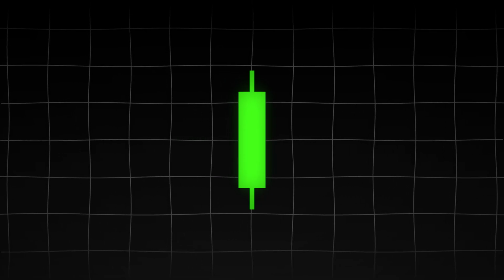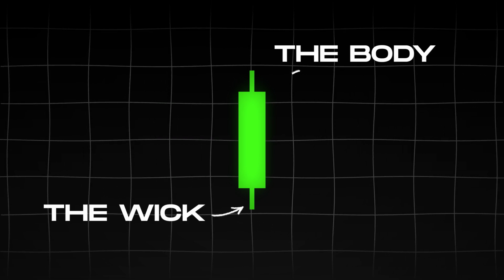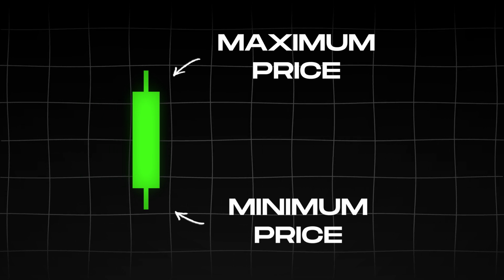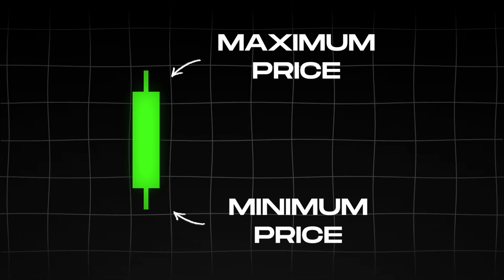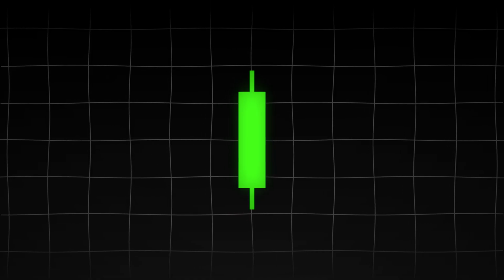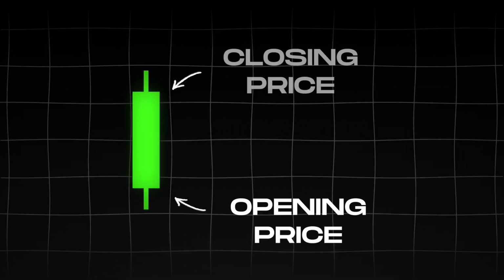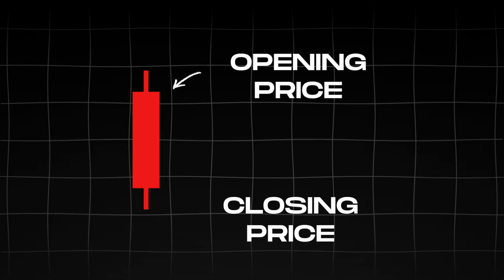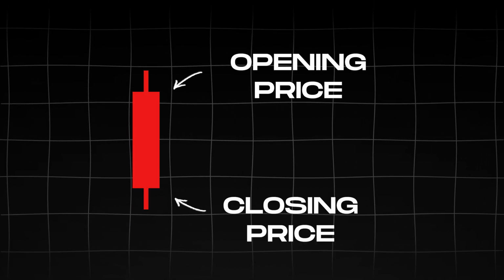A candlestick consists of two parts, the wick and the body. The top of the upper wick shows the maximum price, and the bottom of the lower wick shows the minimum price for the selected period of time. The body of the candlestick works a bit differently. For a green candlestick, the bottom of the body is the opening price and the top is the closing price. For the red candlestick, it's the opposite. The top of the body is the opening price and the bottom is the closing price.